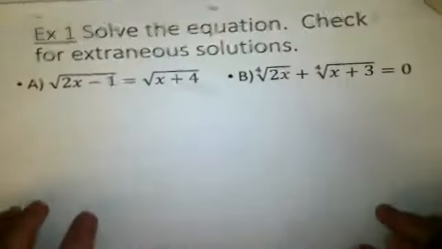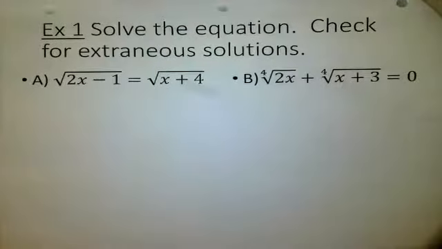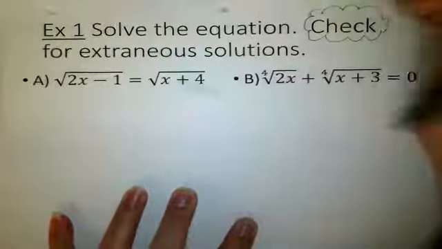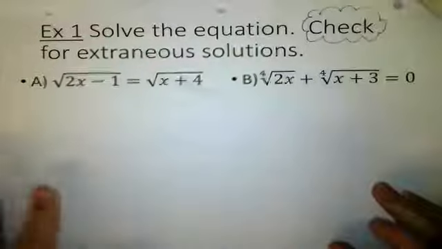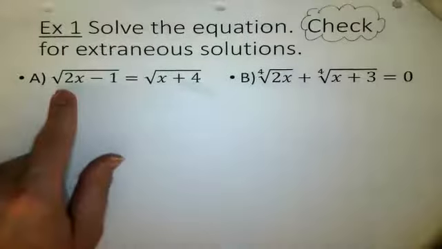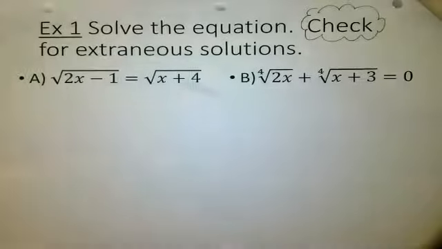So here you go. Example 1. Solve the equation. Check for extraneous solutions. And this is the big key. When we have all of these, what we call radical equations, and you can see it's got a radical, that makes it a radical equation. It's very possible that your answer is not going to work.